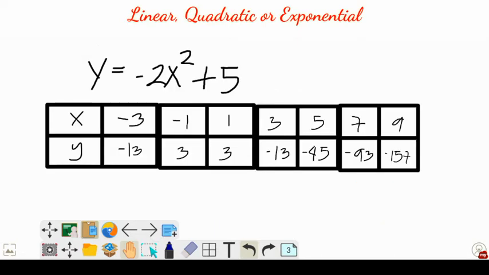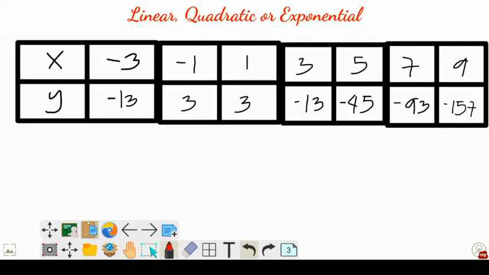So we have y equals negative 2x squared plus 5, and then we have x values negative 3, negative 1, positive 1, 3, 5, 7, and 9. While our y values are equivalent to negative 13, positive 3, 3, negative 13, negative 45, negative 93, and negative 157. So ang gagawin natin is yung negative 157 i-minus natin siya sa negative 93.